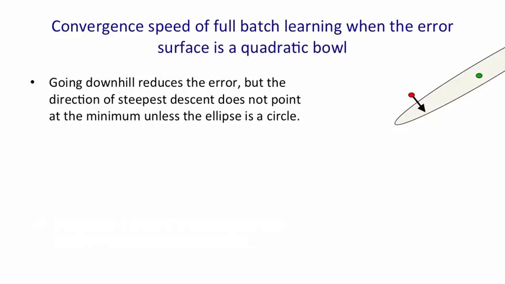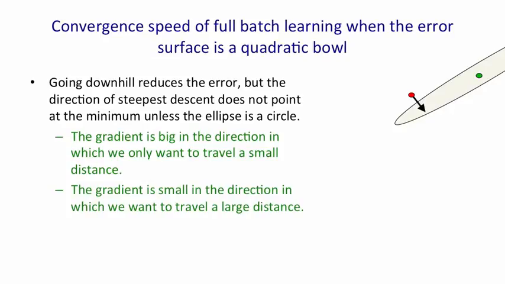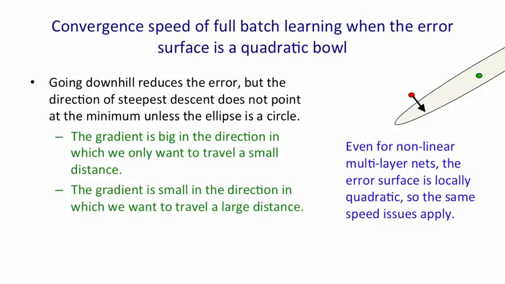If we look at the convergence speed when we do full batch learning, when the error surface is a quadratic bowl, the obvious thing to do is go downhill. This will reduce the error, but the problem is that the direction of steepest descent does not point to the place we want to go to. As you see in the ellipse, the direction of steepest descent is almost at right angles to the direction we want to go in. We've got a gradient that's very big across the ellipse, which is a direction in which we only want to travel a small distance, and the gradient's very small along the ellipse, and that's a direction in which we want to travel a large distance. It's precisely the wrong way round.